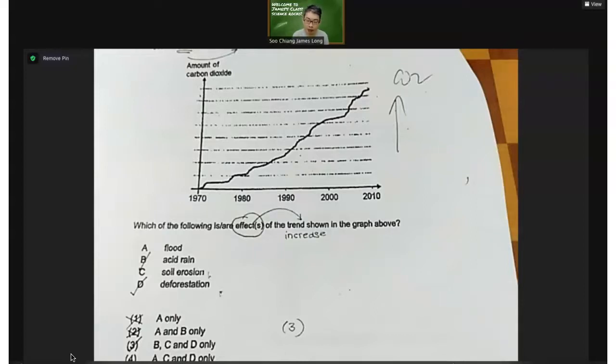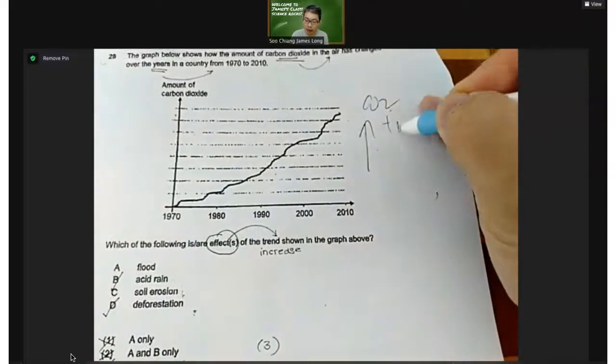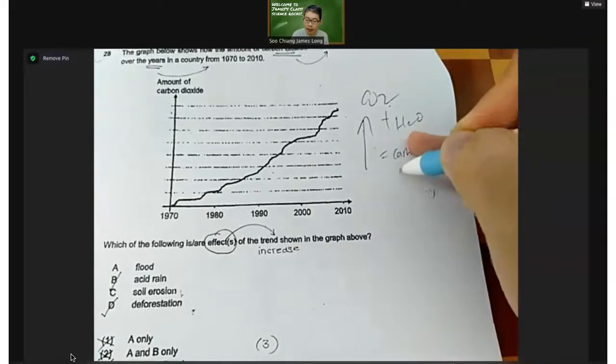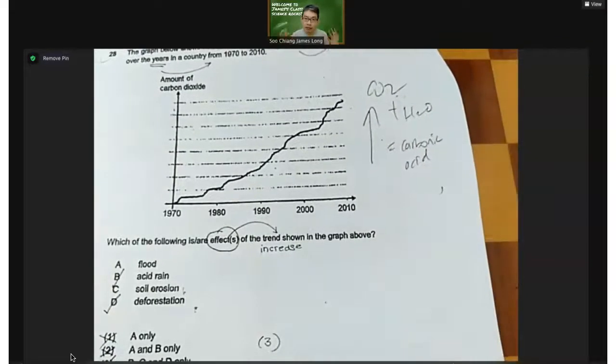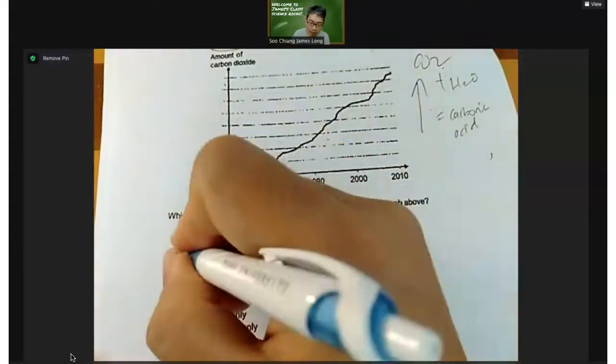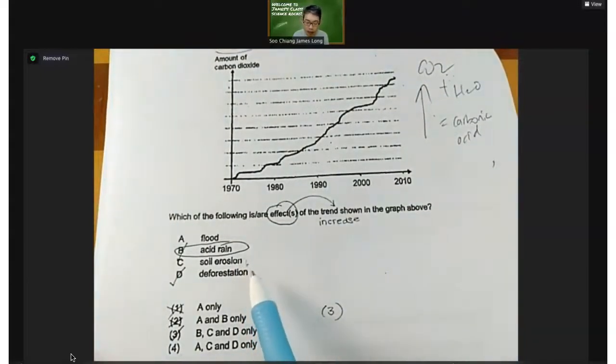Alright, CO2 in the air, CO2 plus water will give you this thing called carbonic acid. And carbonic acid is acid rain, right? That can damage buildings, especially those made of limestone, because carbonic acid can dissolve limestone. So it will cause acid rain. Okay, I don't think it causes soil erosion. I don't think it causes deforestation.